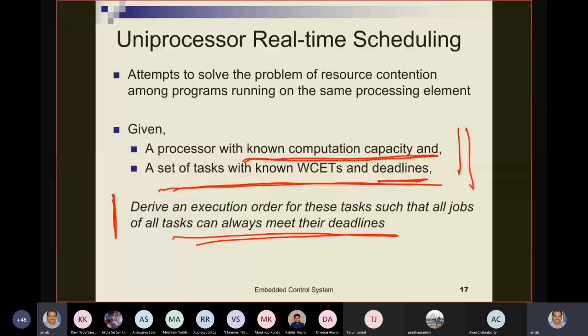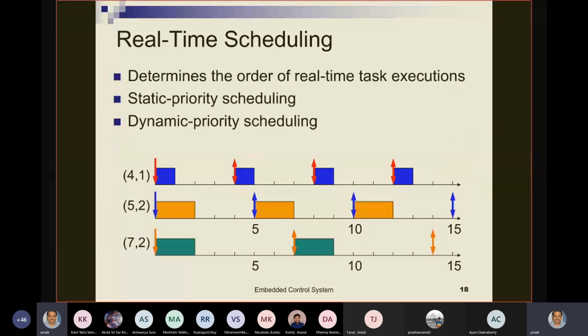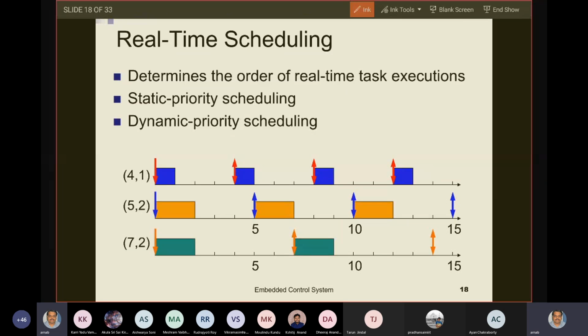Okay. So with this, we come to scheduling. There are two types of scheduling algorithms. Fixed priority scheduling algorithms, or static priority scheduling, also called fixed priority.